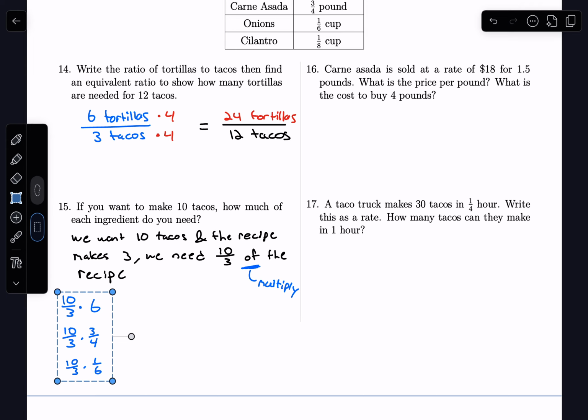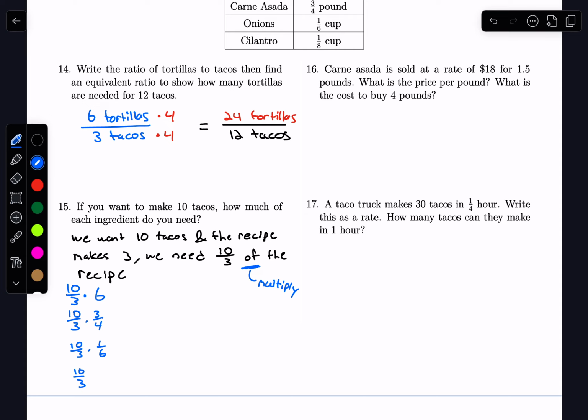Let me shrink my writing here just a little bit so I can fit the last one. Our last one is 10 thirds times 1 over 8, which gives us the amount of cilantro. Now all we have to do is work out these multiplication problems. 10 thirds times 6, remember 6 is really 6 over 1, so this is going to be 60 over 3 when we multiply it out. And 60 divided by 3 is equal to 20 tortillas.